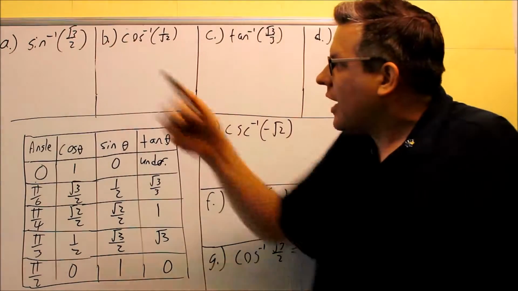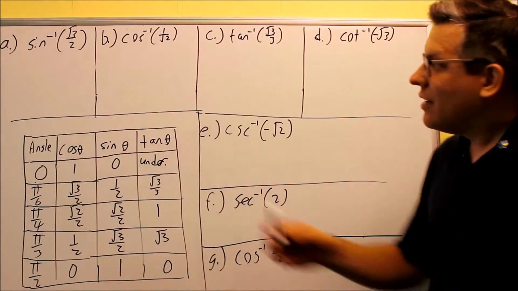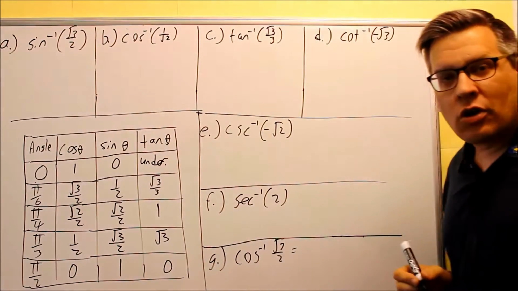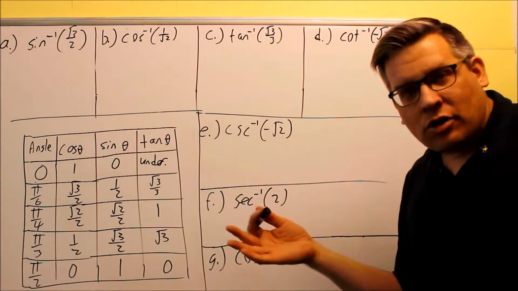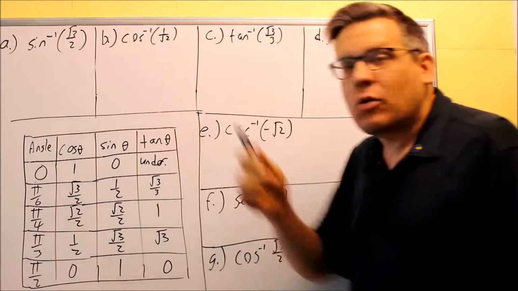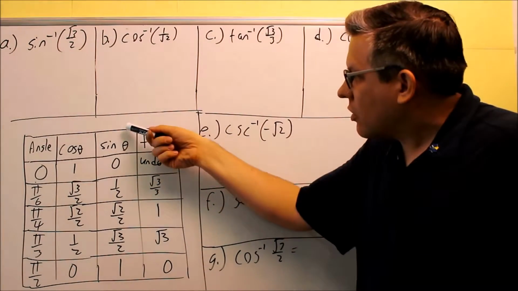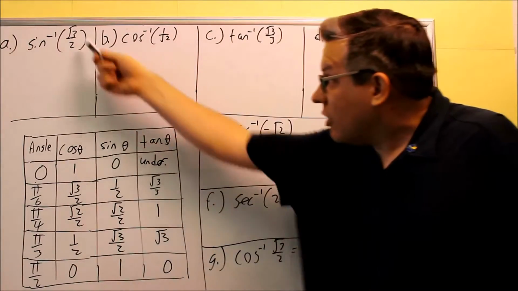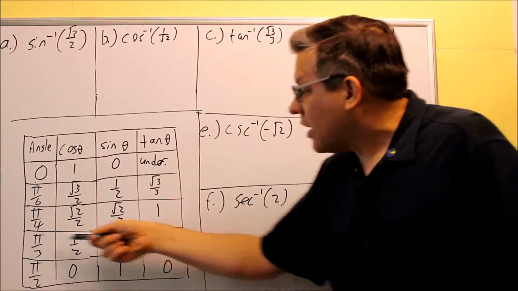So for part A, we have square root of 3 over 2. We want to find what angle is associated with that value of square root of 3 over 2. Normally you have sine of an angle gives you a value. Well, now with the inverse trig, we're starting with the value and going back to an angle. To answer that, we look at the sine column, we go down until we see our value, square root of 3 over 2, and then go across and indicate what angle goes with that.